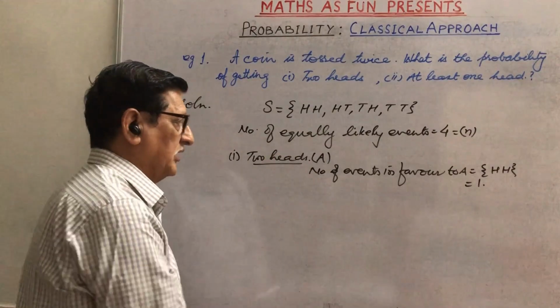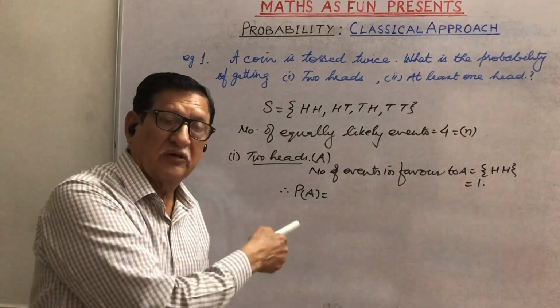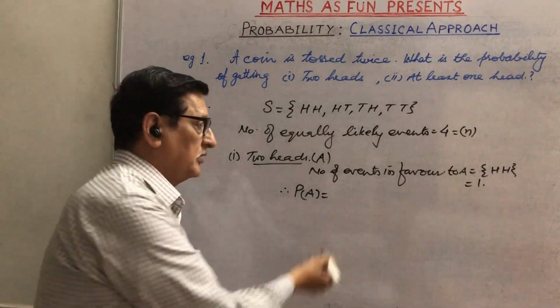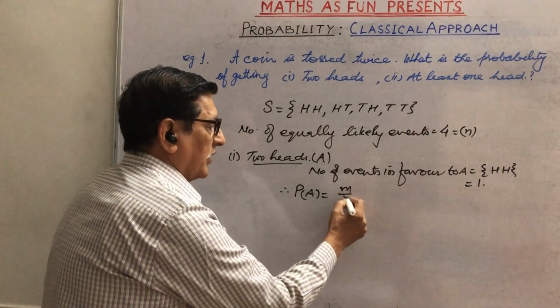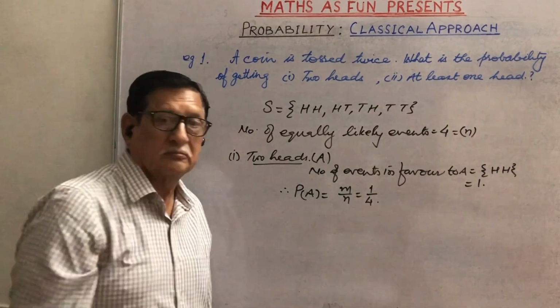So what is the probability? Therefore, the probability of A will be, according to the definition of probability, m upon n, or we can say 1 upon 4.